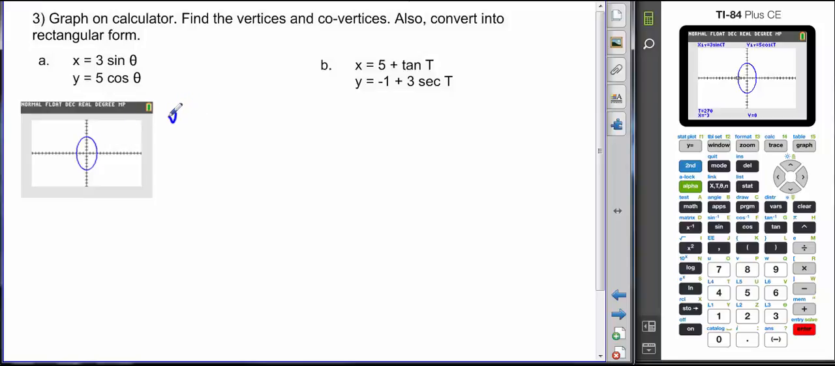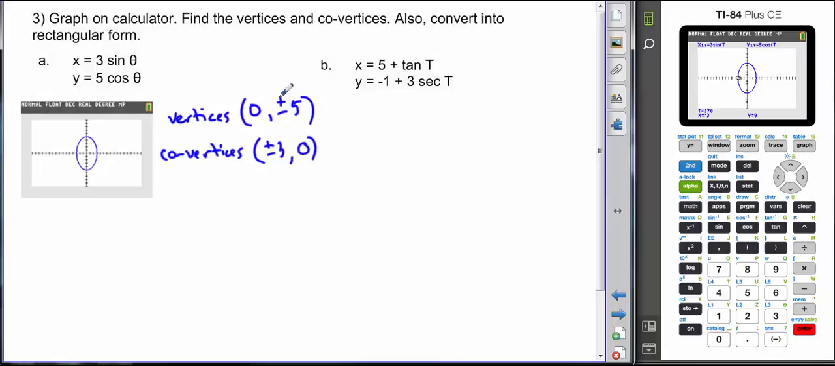Sorry, having technical issues here. Vertices, there we go, at 0 and plus or minus 5. And then our co-vertices, those are the vertices that are actually closer to the center, and those are at plus or minus 3 and 0 on this ellipse. All right, working on trying to write legibly too. All right, there we go.